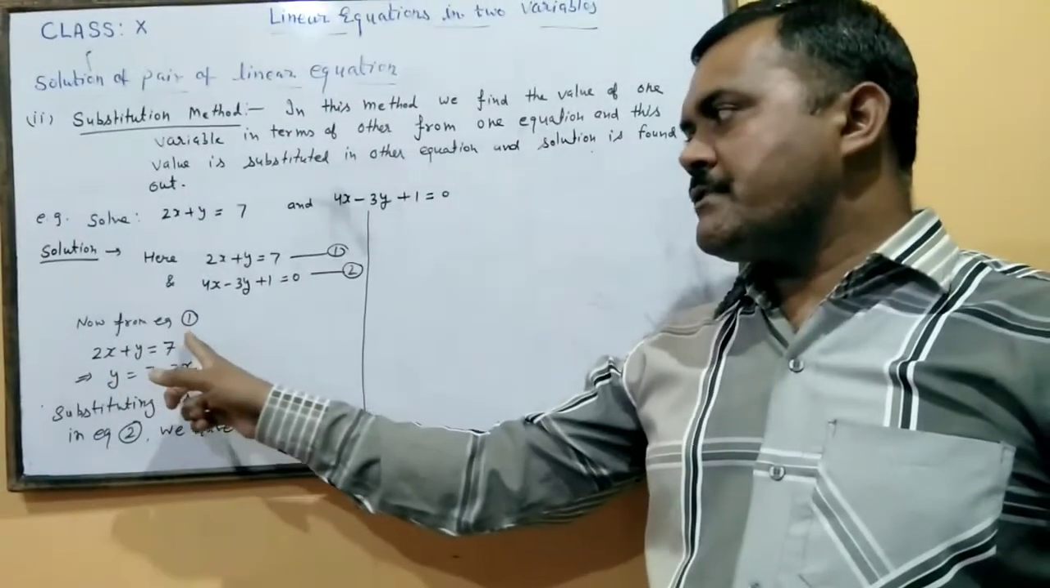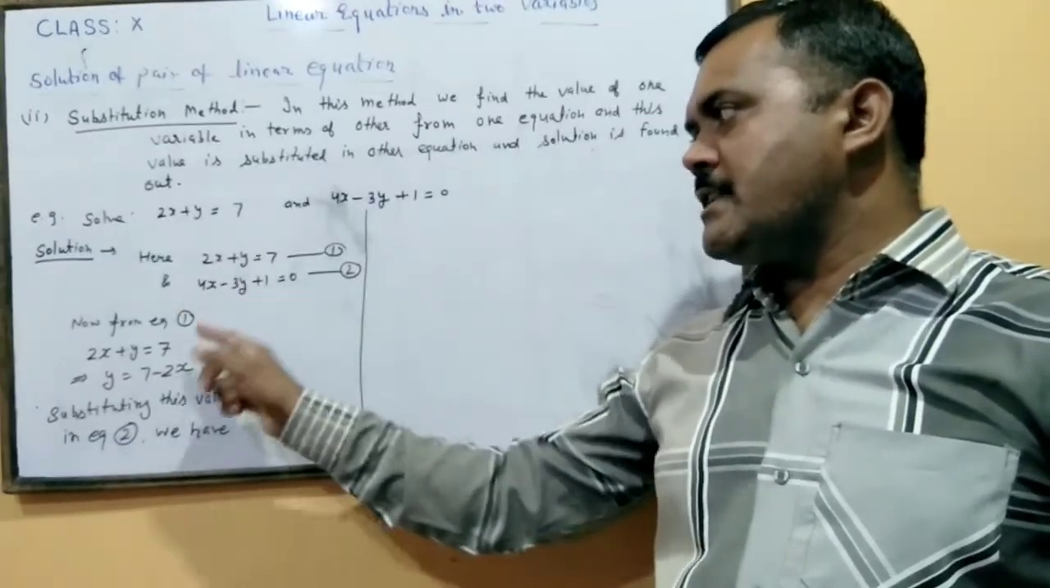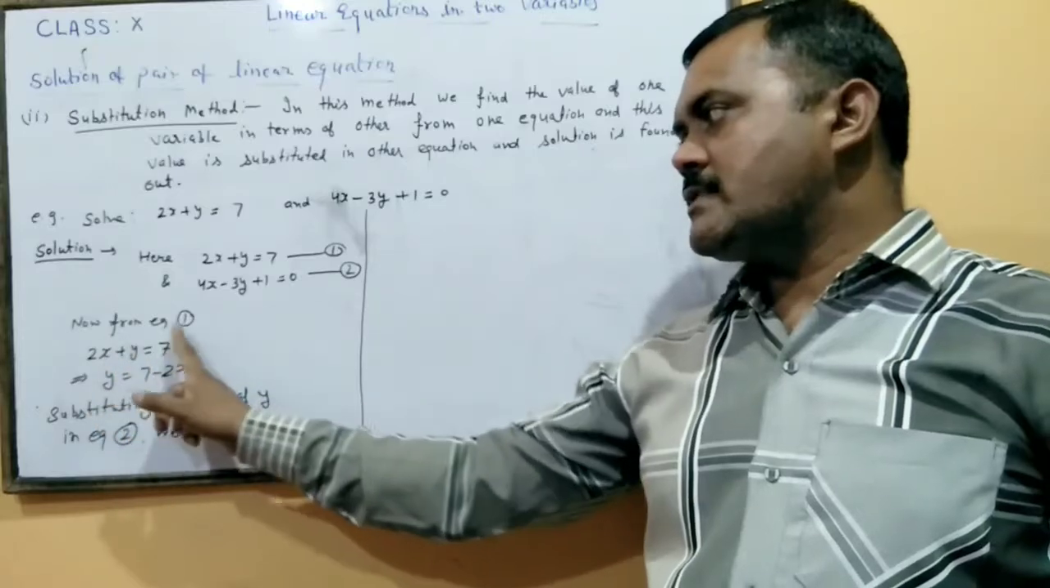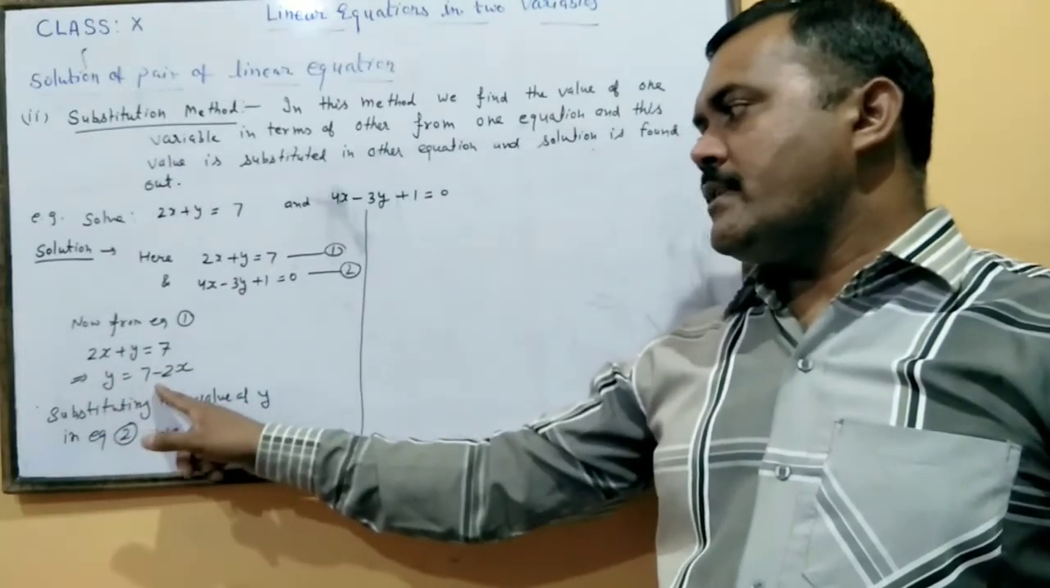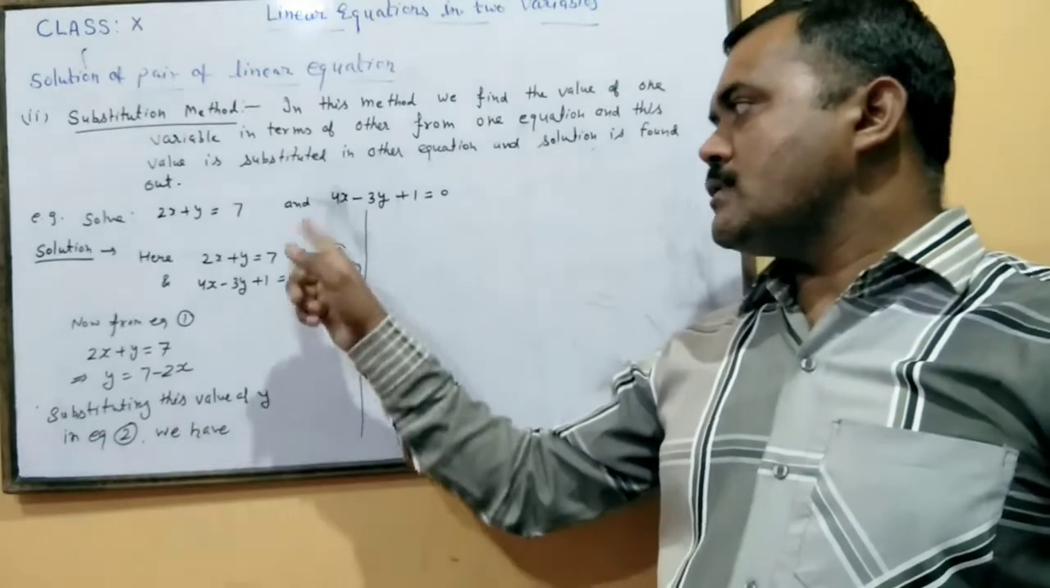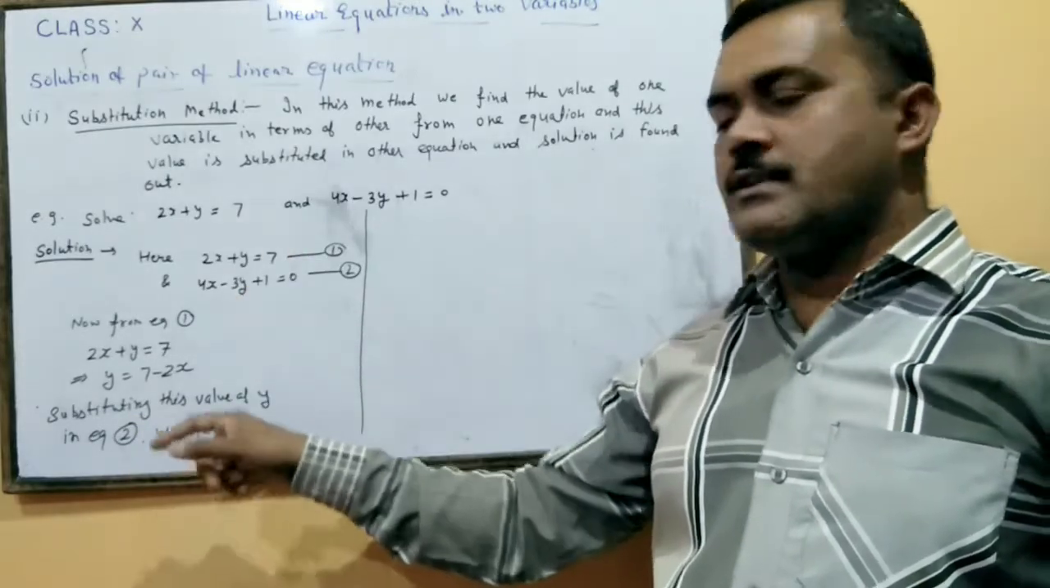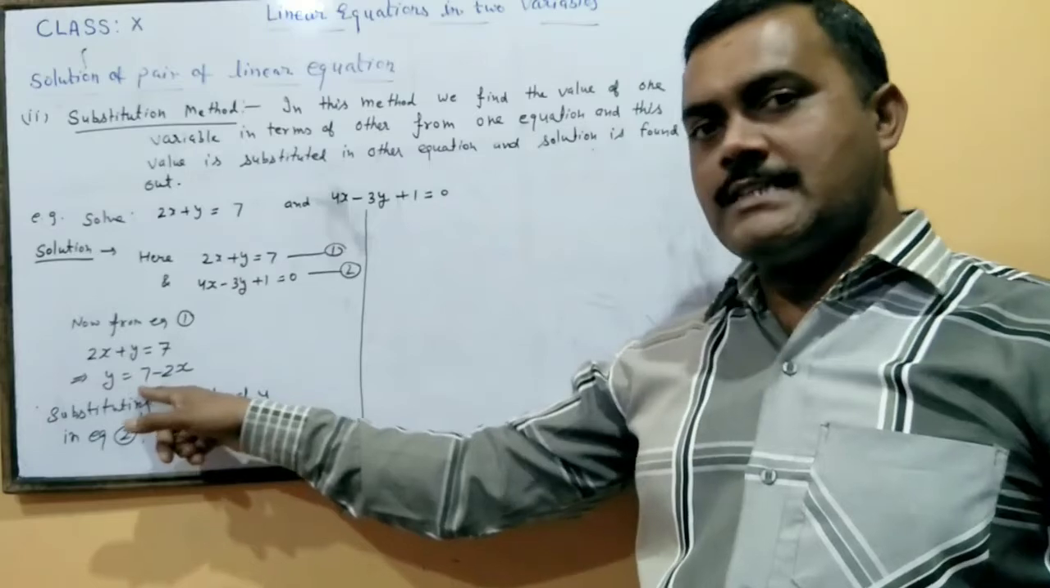So now from equation 1 you can see y is equal to 7 minus 2x. Now this value of y will be substituted in equation 2. That means in the second equation we will put this value which we have calculated just now.